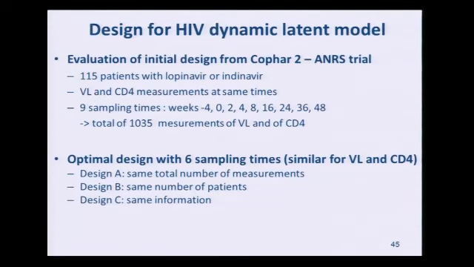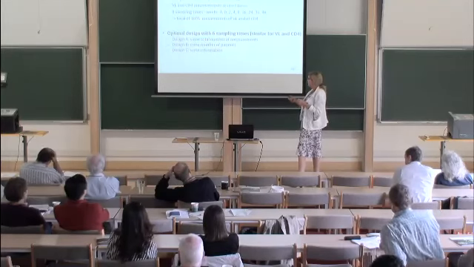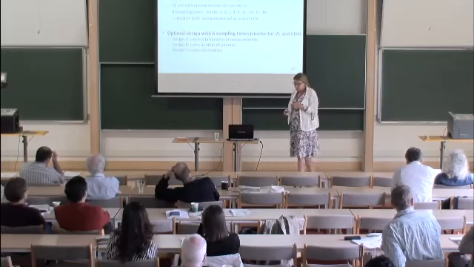Let's go to optimal design. So we wanted to evaluate first an initial design with 115 patients that would receive only the good drugs. We assume here that viral load and CD4 will be measured at the same sampling time, which is what is usually done, and that we will have 9 sampling times, which is exactly the sampling time of the study. Then we wanted to try to find an optimal design with only 6 sampling times in each patient, similar for those 2: either a design with the same total number of measurements, or a design with the same number of patients, or a design with the same information.